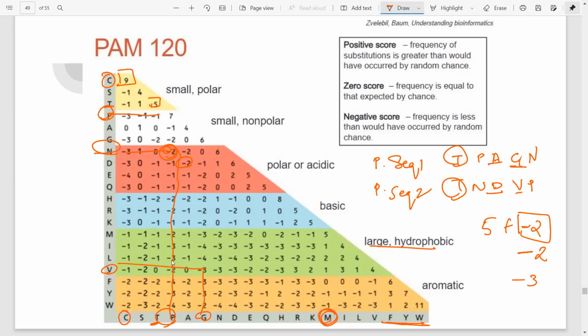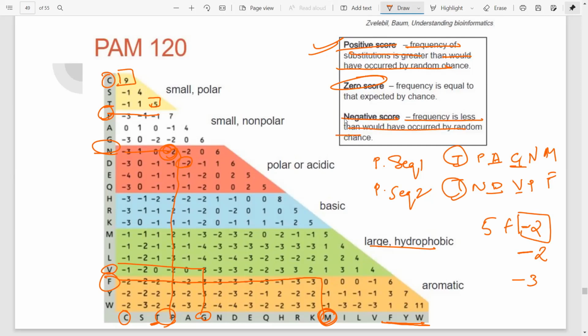So anywhere you have a similar amino acid, you have a less negative value. For example, say you had M and F. If you had M over here and F over here, they're not exact matches, but see, the value is 0. 0 means it's still better. So some values are minus, some values are 0, some values are plus. So when do we give a positive score? When the frequency of substitution is greater than that which would have occurred by random chance, and usually those that are similar are given this positive value. Then a 0 score is given when there is equal probability that this has happened by chance. And a negative score is where the frequency is less than that which would have happened by random chance.